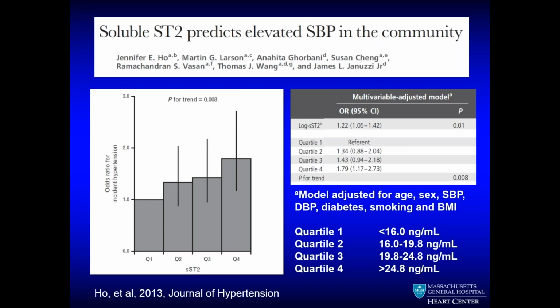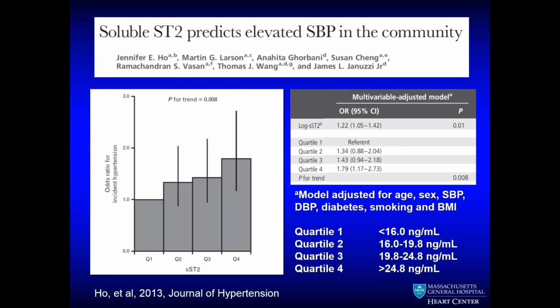So seen here is the likelihood for the development of hypertension across the various quartiles of ST2 measured in the Framingham Heart Study. You see that in the highest quartile of ST2, above 25 nanograms per milliliter, the likelihood for the development of elevated blood pressure in subsequent measures was nearly doubled.